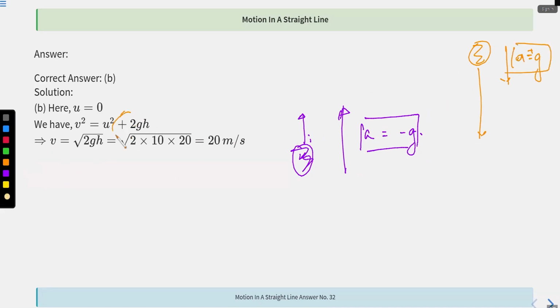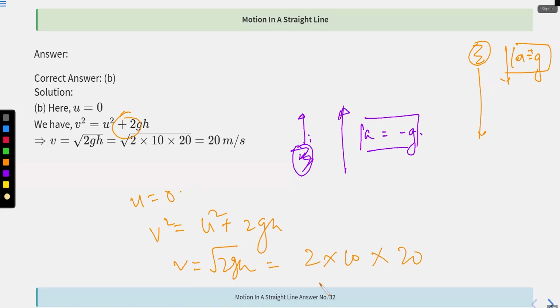So over here, it will be plus g. Why? Because it is coming down. Initially the velocity was u. They are asking the final velocity: v square is equal to u square plus 2gh. So v is equal to under root of 2gh. 2 into g, which is plus 10, into 20, that's the height. So that is under root of 400. What is the root of 400? 20. So 20 meter per second.